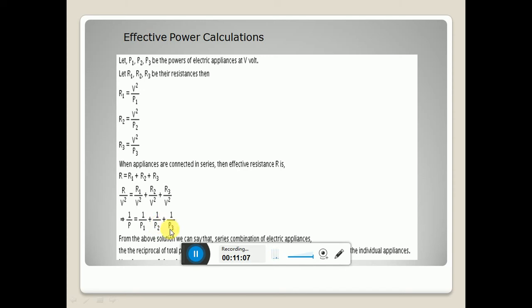So the effective power consumed by the appliances when they are connected in series is equal to the sum of the reciprocals of the individual power consumptions of these appliances. So I can write 1 by P is equal to 1 by P1 plus 1 by P2 plus 1 by P3. If you see this equation, when the appliances are connected in series combination, the appliances will consume less amount of power, because the effective power is less.